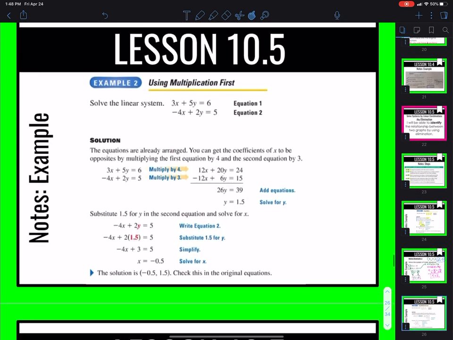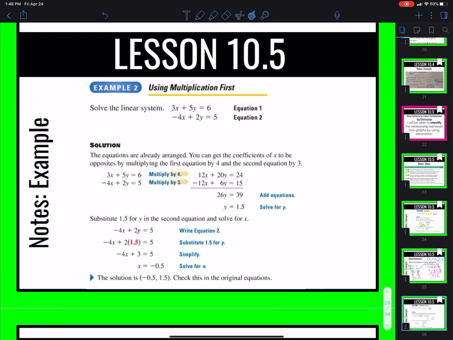Sometimes you're going to have to set up. Notice here we have our x's lined up, our y's lined up, and our terms without variables lined up. But notice none of the x's and y's are set up easily to cancel out. So what you have to do is multiply one or both of the equations in order to cancel out a variable. In this example, they chose to use the 3x and the 4x because one was already negative, so it just helped.